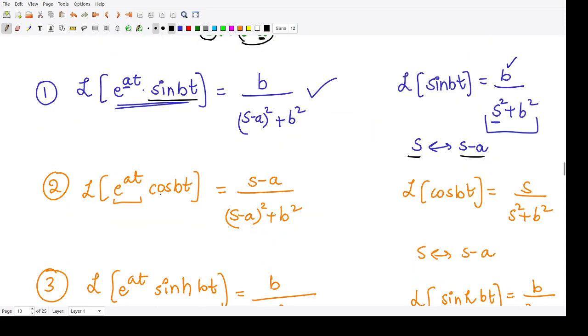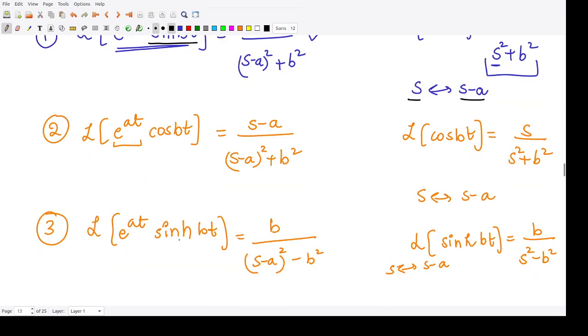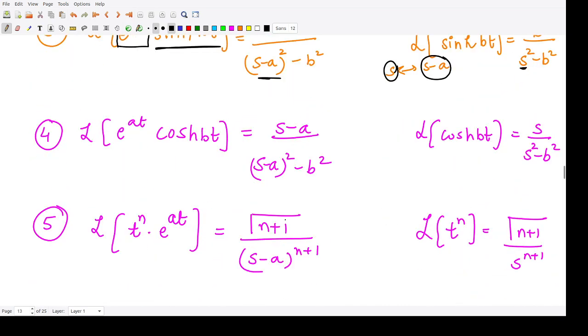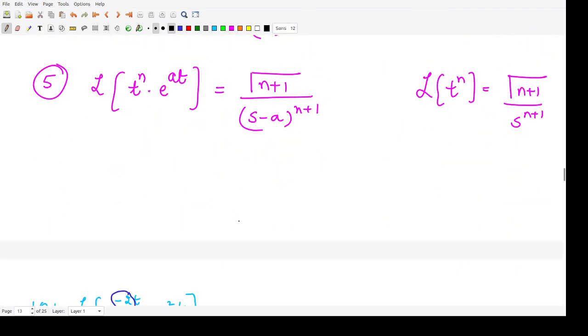Next, similarly if you calculate all these Laplace transforms, because we know the Laplace transform of sine hyperbolic bt, the formula is b upon s square minus b square. Now because we are multiplying it with the term e to the power at, in effect we are replacing s by s minus a. So what does this become? This becomes b divided by s minus a whole square minus b square. Similarly you have these two formulas as well.